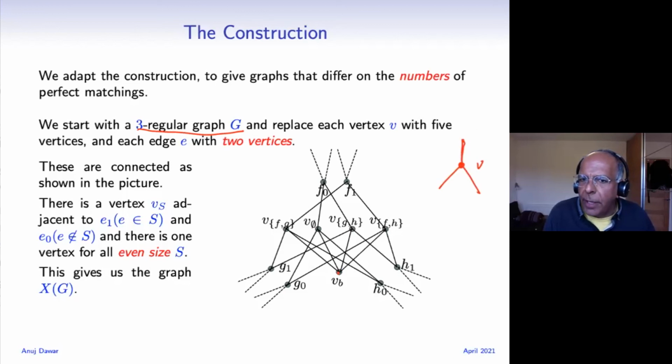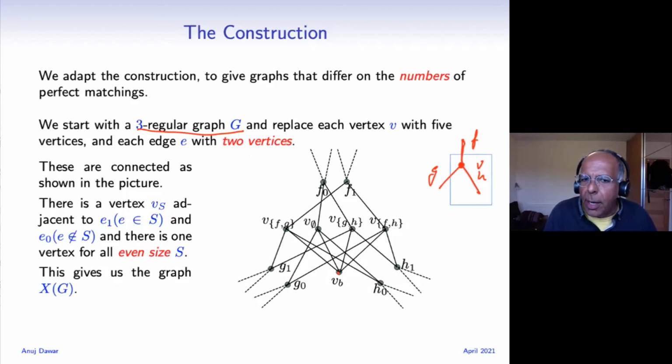And you look at a vertex with 3 edges, which we'll call F, G, H. Every vertex in G, you replace it by this gadget. What is this gadget? You replace every edge by 2 new vertices. I'll call them F0, F1, G0, G1, H0, H1.